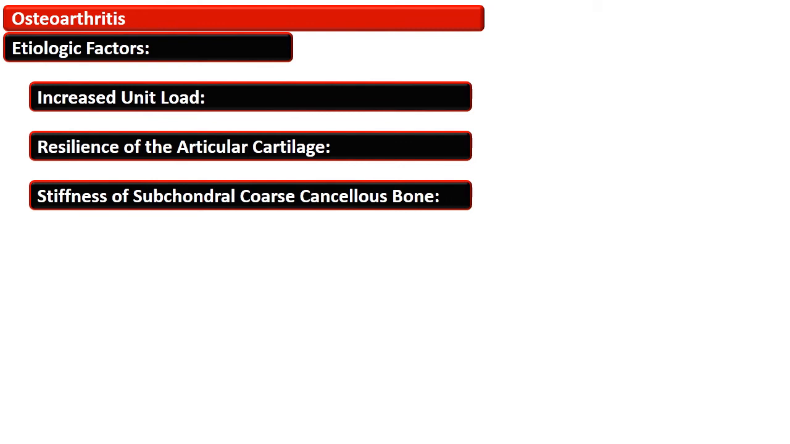One of the important causes is congenital hip dysplasia, in which the socket of the acetabulum is shallow. It covers only 35% of the femoral head, while 50% of the femoral head is covered normally. So if less area is covered by articular cartilage, it increases the unit load on the joint articular cartilage, and hence there is chondrocyte death and articular cartilage is degraded. Resilience of the articular cartilage: as we know, there is a large quantity of water within this articular cartilage, and it normally has a swelling pressure of at least 3 atmospheres. Disruption or disturbance of the water content leads to decreased resilience. Then stiffness of the subchondral coarse cancellous bone, as happens in Paget disease, will result in increased unit load in the cartilage and result in osteoarthritis.